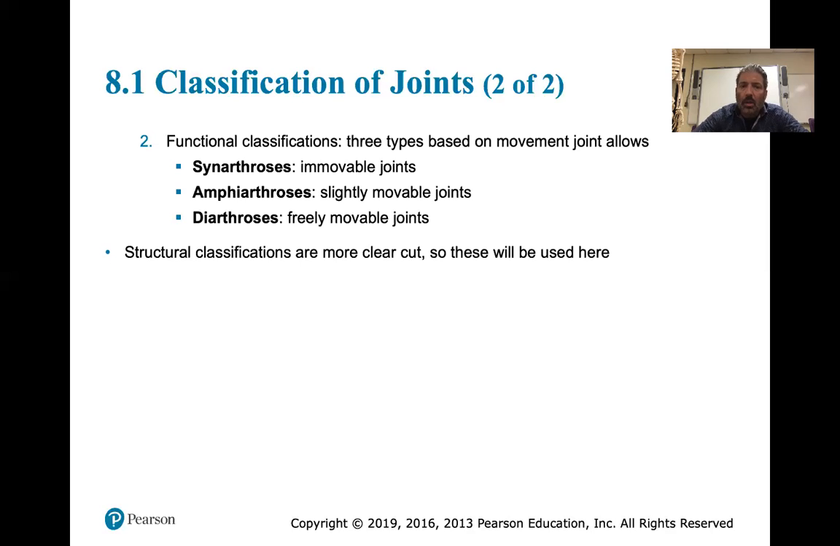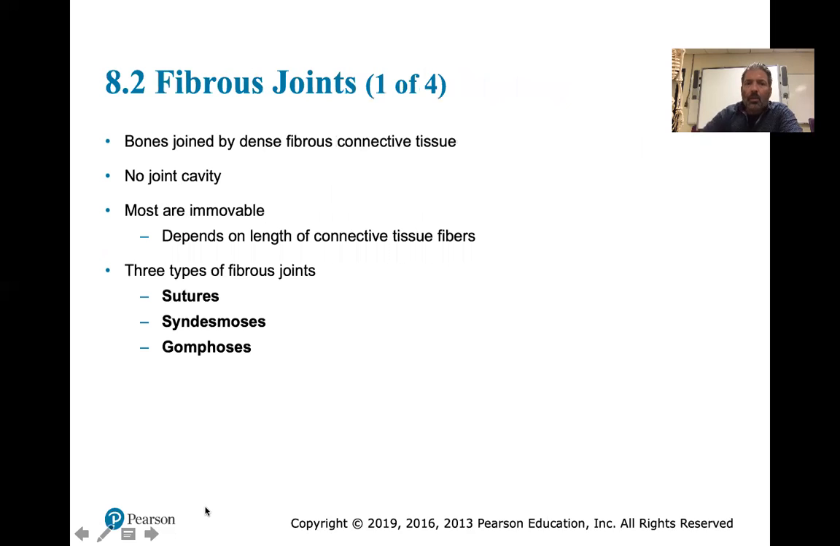So structural classifications are more clear cut, so these will be used here. The structural ones are just easier to look at, and they're more clear cut for visualization. All right. So fibrous joints: bones joined by dense fibrous connective tissue. There's no joint cavity. Most are immovable, depending on the length of the connective tissue. The shorter the length of the connective tissue, the less motion there theoretically should be. The longer the fibrous tissue, the more mobility.